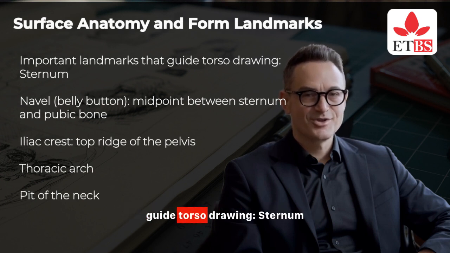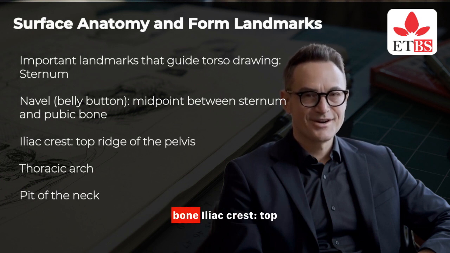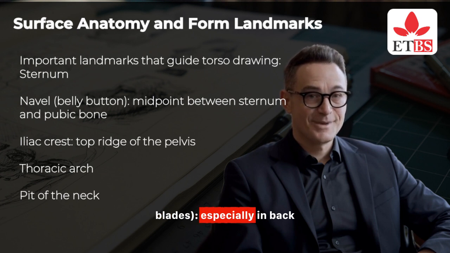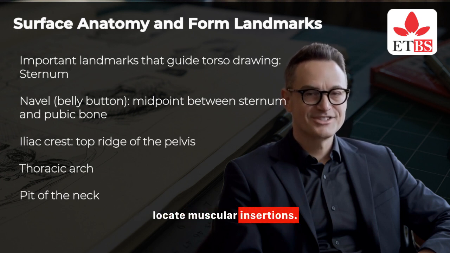Fifth, surface anatomy and form landmarks. Important landmarks that guide torso drawing: sternum; navel, belly button, the midpoint between sternum and pubic bone; iliac crest, top ridge of the pelvis; thoracic arch; pit of the neck; scapulae, shoulder blades. Especially in back view, memorizing these aids accurate proportioning and helps locate muscular insertions.